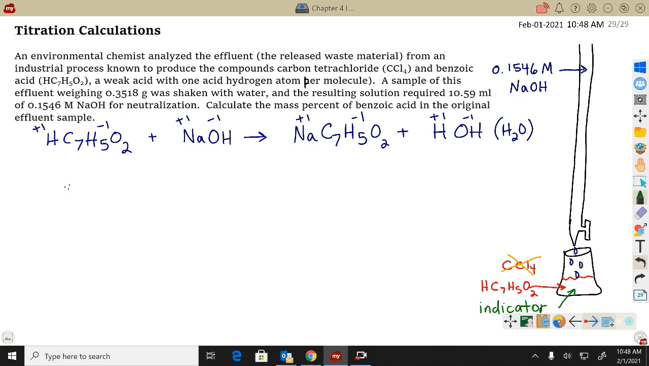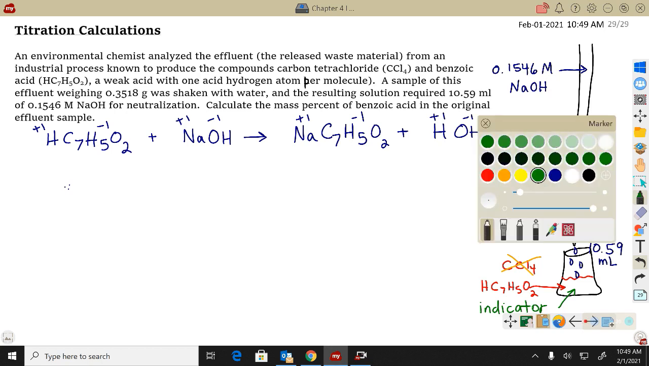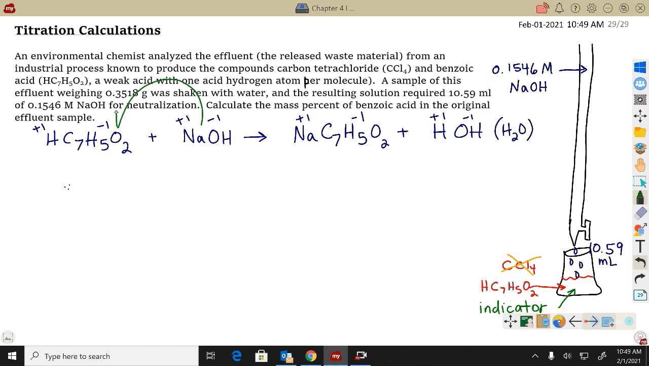Well, piece of cake. We start with the solution of known concentration, because I also know the volume needed for neutralizing the benzoic acid. This drip, drip, drip ended up bringing my volume down to 10.59 milliliters. So we added 10.59 milliliters of the sodium hydroxide solution. Eventually I want to do stoichiometry so I can figure out how much acid was in that mixture.